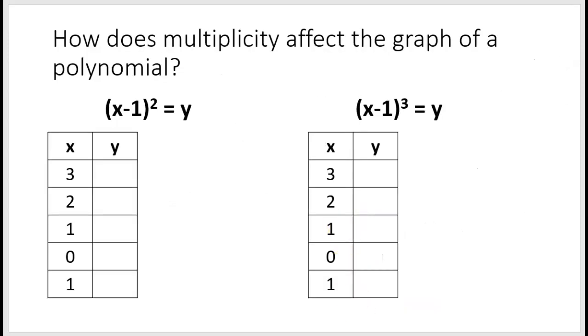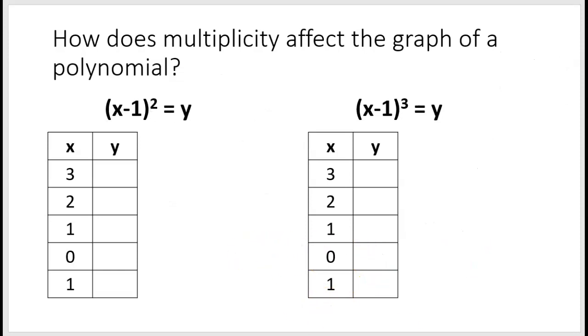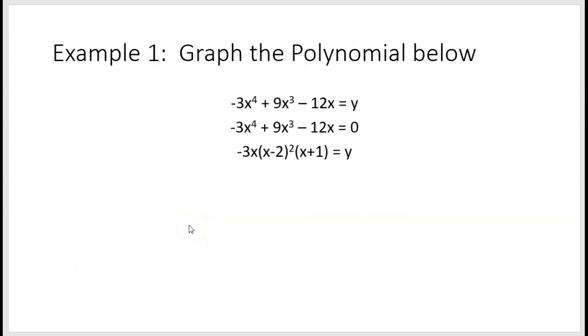I didn't have it written down, so make sure you guys have these written down, because this is the main conclusion of what I wanted you guys to get today. Even multiplicities bounce off the x-axis. Odd multiplicities go through the x-axis at that value of the root. All right, so now we're going to use that fact to start graphing.